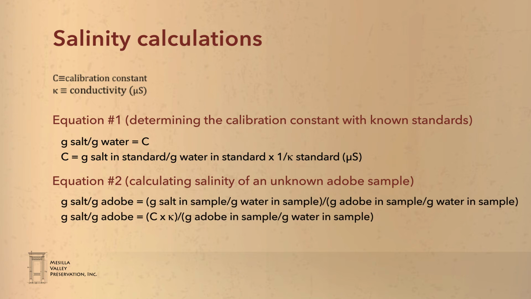Equation 2 uses the calibration constant, which was calculated in equation 1, to estimate the ratio of salt to adobe in samples of unknown salinity. This calculation is based on the product of the calibration constant with the measured conductivity from the unknown sample, divided by the ratio of the mass of the adobe sample material to the mass of the water used in sample preparation. Again, a full treatment of this process is shown in a later video in the Salts of the Earth series.